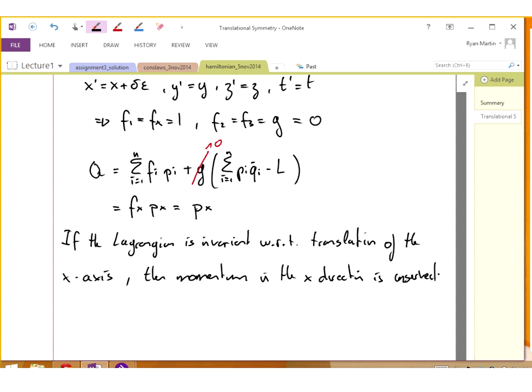So this does tie into the concept of a cyclic variable, the x not appearing, and its associated momentum being conserved. But it's much more general than that. So this tells us in general now that if the Lagrangian is invariant to translations in a certain direction, then momentum is conserved in that direction. That's a very powerful statement.